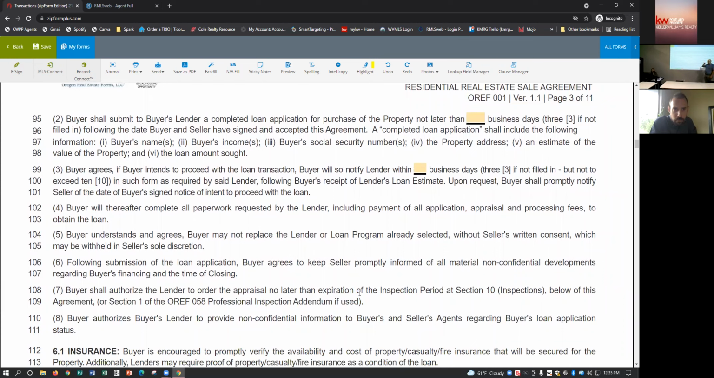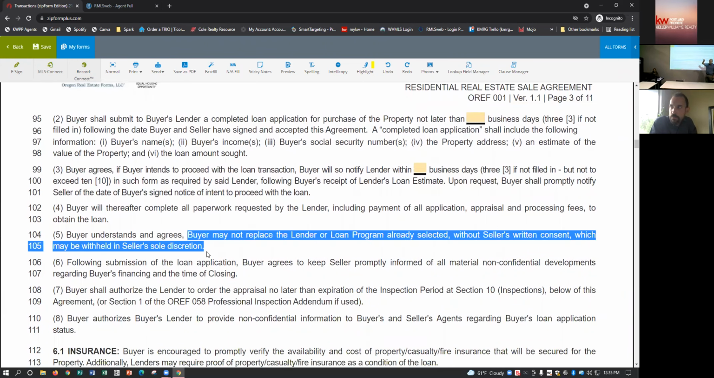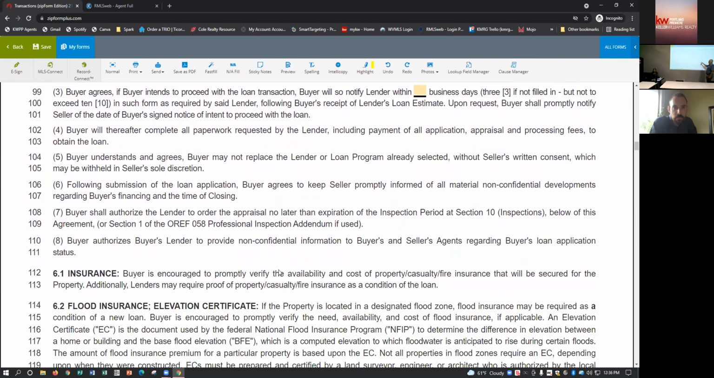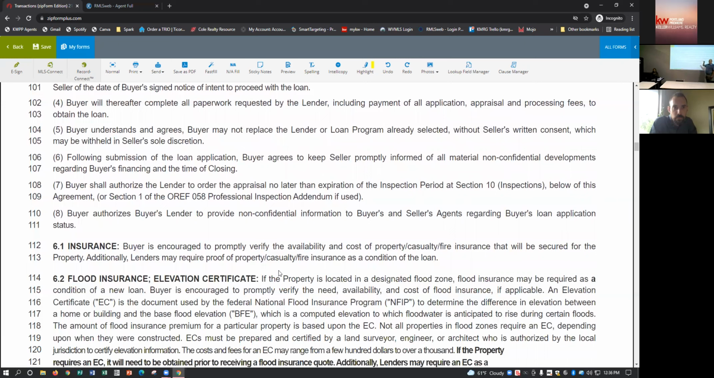The same goes if they change the loan product. So if they go from conventional to FHA or something, if they do that without permission from the seller, they've breached the contract and their earnest money could be forfeited. Yep. So that's big. Those are the big things you need to know here. The other one is that in this section, they also agree to order the appraisal at the end of the inspection period, which is funny.